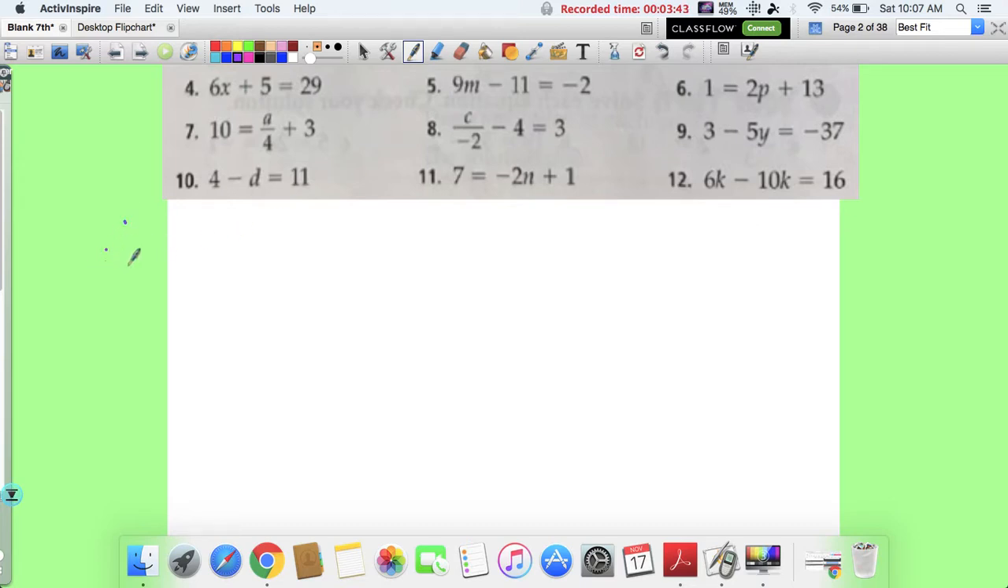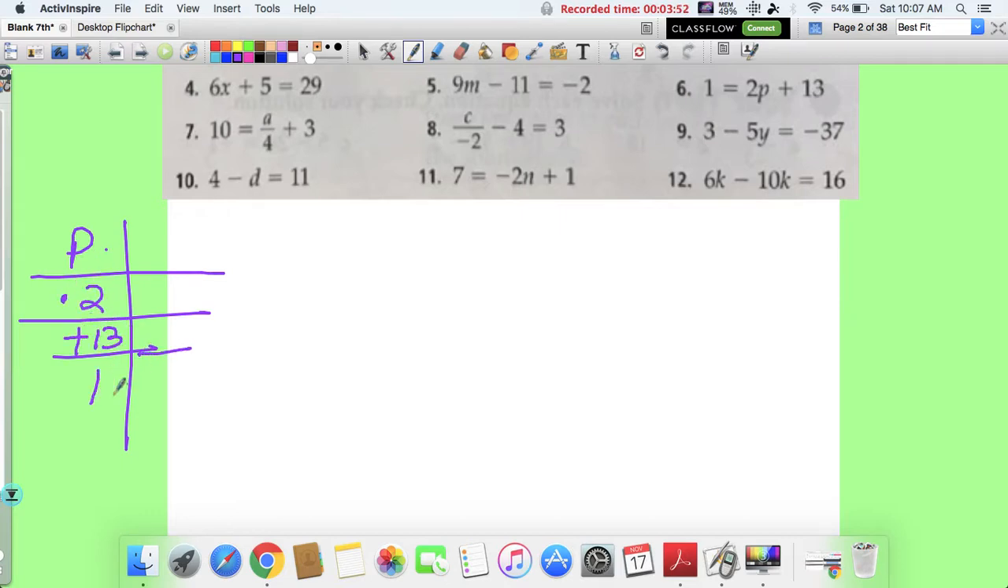Number 6. So we have a variable p that's being multiplied by 2, and then 13 is added to that, and that's all it's going to give me is 1. Working backwards, I'm going to subtract 13, and I'm going to divide by 2. So 1 minus 13 is negative 12, and negative 12 divided by 2 is negative 6.